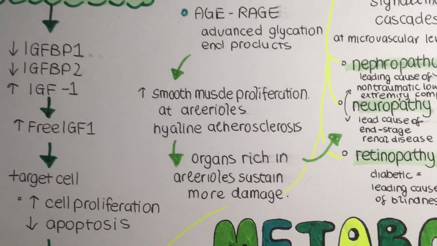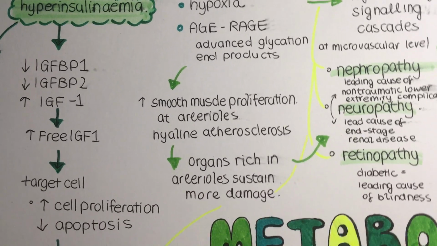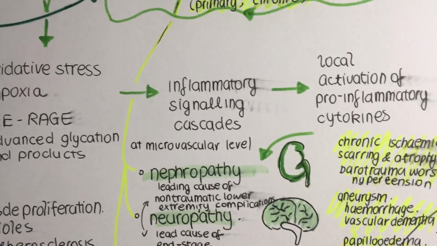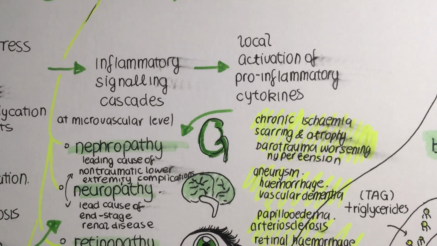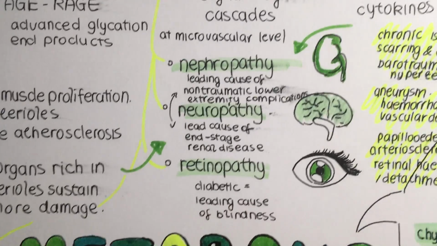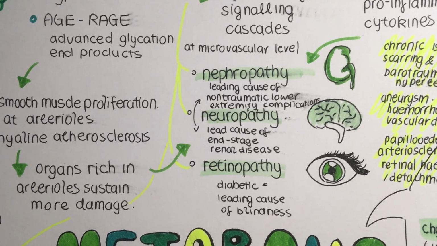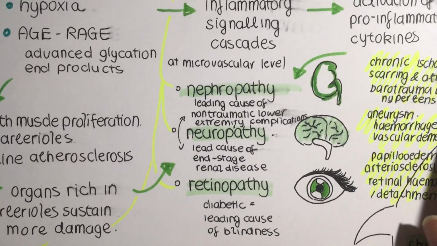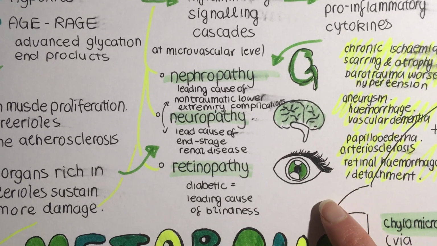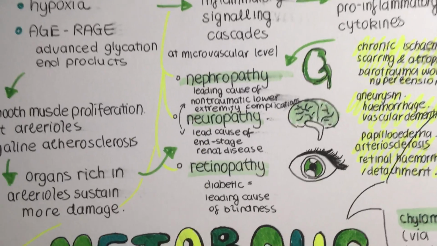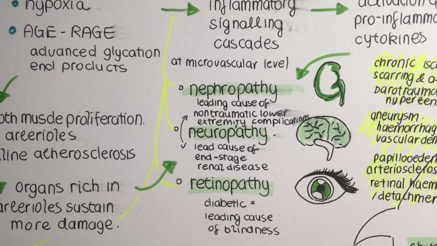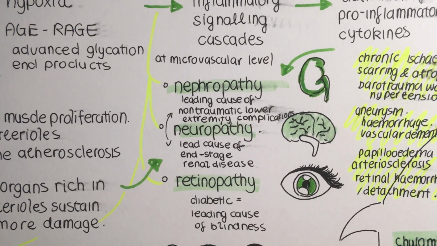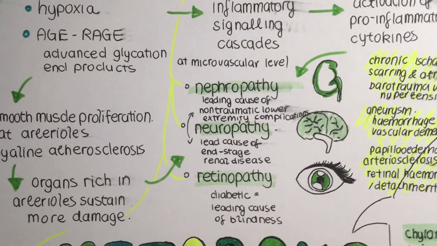Additionally, the combined effects of oxidative stress, hypoxia, and advanced glycation end products trigger inflammation signaling cascades, which then activate pro-inflammatory cytokines. This means that organs rich in arterioles will sustain inflammation. Examples of these include the kidneys, the brain, and the eyes. So they may have nephropathy, neuropathy, and retinopathy. So these are actually some of the most common symptoms experienced by diabetic patients.